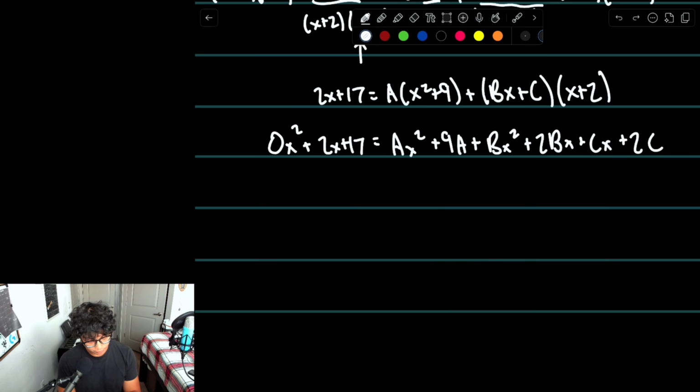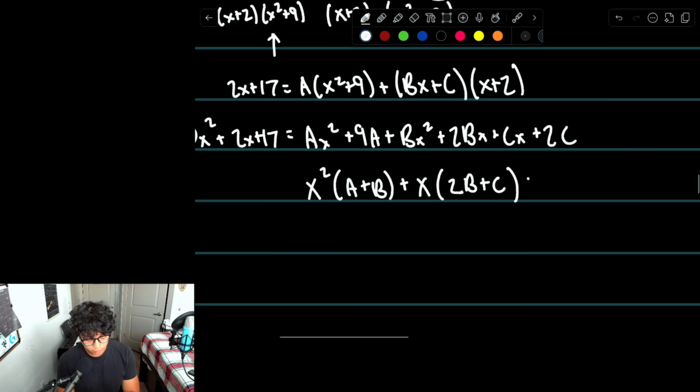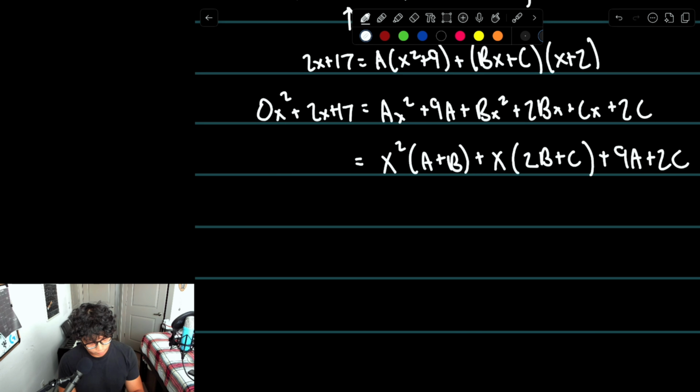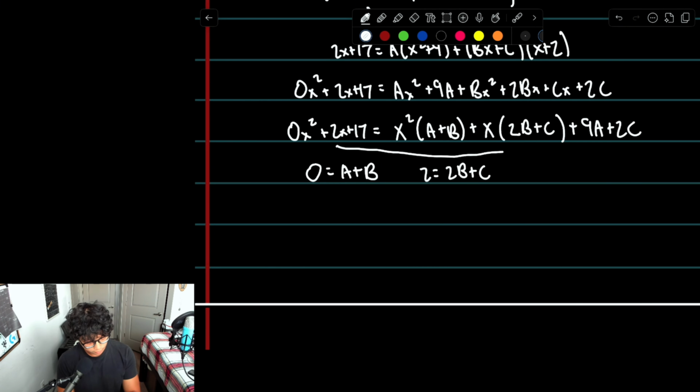But again, before we do that, let's of course factor out all of our x squares, which is a and b. Let's factor out our x's, which is 2b and c. And then our constants, which is 9a plus 2c, and set that equal to the left side. Now, all we do is set 0 equal to a plus b, 2 equal to 2b plus c. Again, we're correlating these two and these two. And then 17 equal to 9a plus 2c.